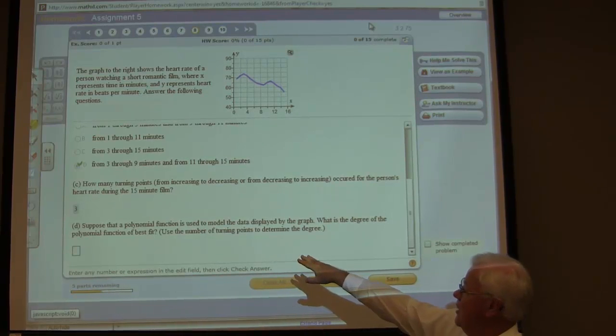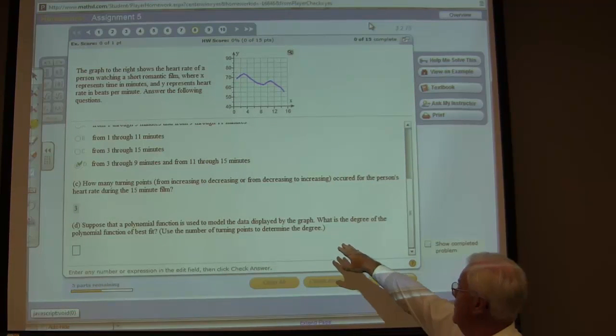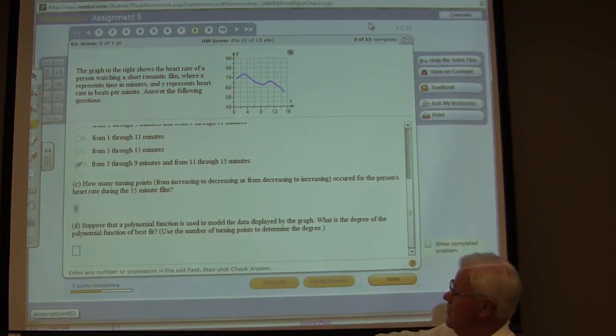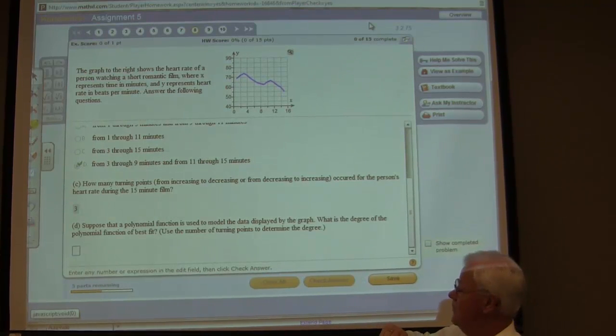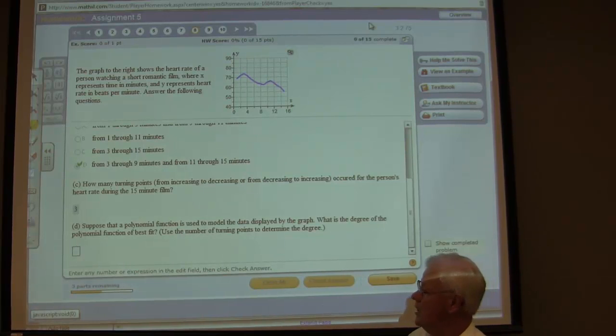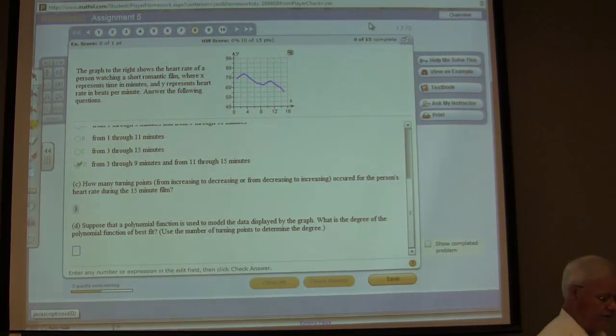So suppose that a polynomial function is used to model the data. What's the degree of the polynomial of best fit? It's always the highest degree in the polynomial. And we would say that that number is 4.